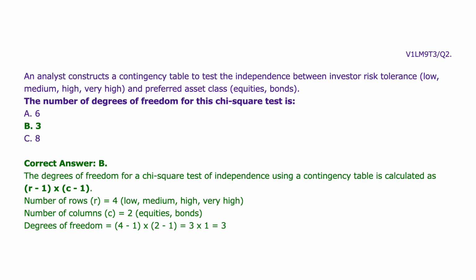The problem defines 4 rows, R, for risk tolerance, and 2 columns, C, for asset classes. Applying the correct curriculum formula, R minus 1 times C minus 1 results in 4 minus 1 times 2 minus 1 equals 3.